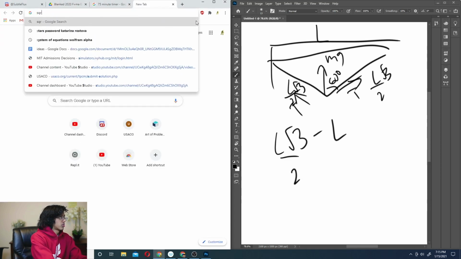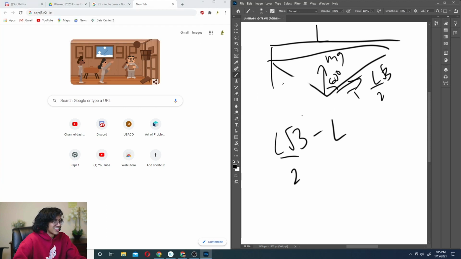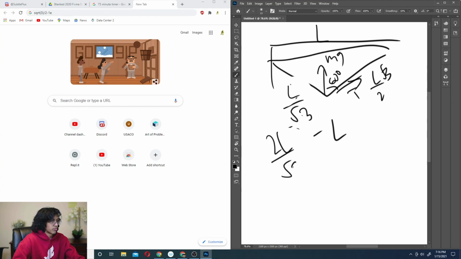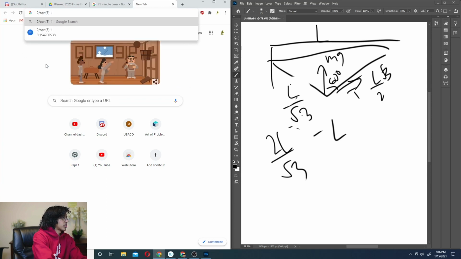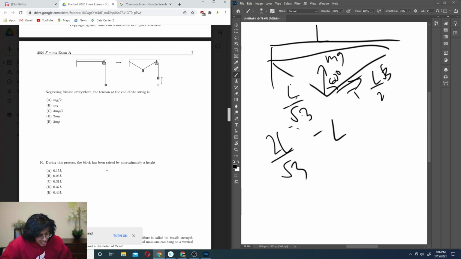So now we do root 3 over 2 minus 1, which is smaller than 1. Wait, what? What am I doing? Okay, so L over 2, L over 4, L over... Oh my god, I'm so bad at math. Okay, so this should be 2L over root 3. So divide by root 3, multiply by 2, but then L over 2, so it should be L over root 3. So this should just be 2L over root 3 minus L. What am I doing? Alright, so you basically get 2 over square root 3 minus 1, which is 0.155. Okay, there you go. Bro, I'm too slow at this game.